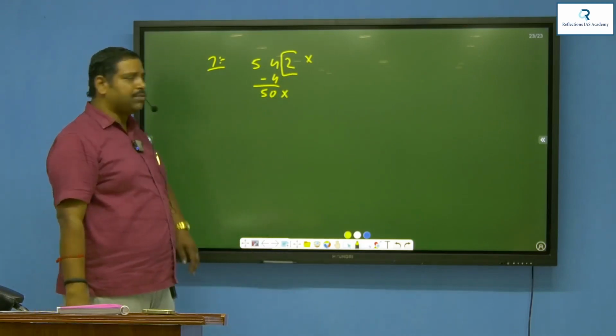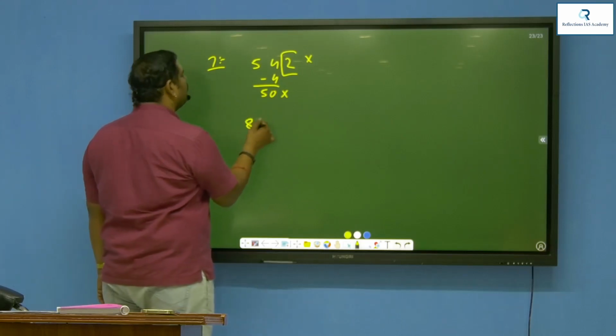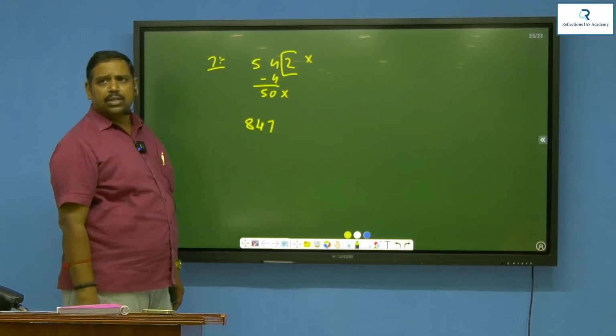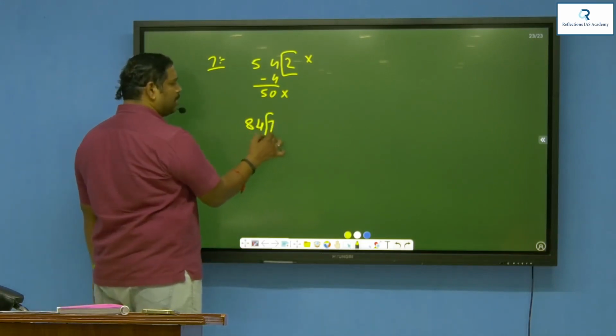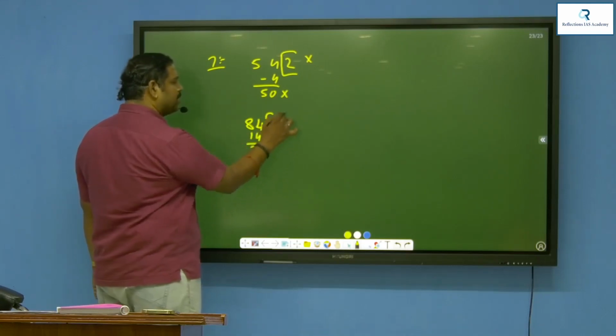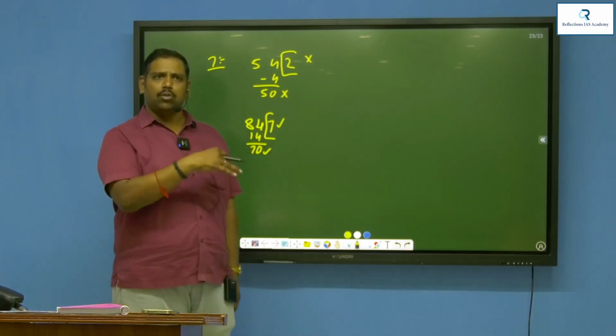Okay, good. Next one. Suppose he has given 847. What do we have to do? Cut the last digit, double it, 14. Subtract from 84, you get 70. It is divisible, which means this is also divisible. I said this is helpful or not helpful? We have a rule, but it is not helpful.